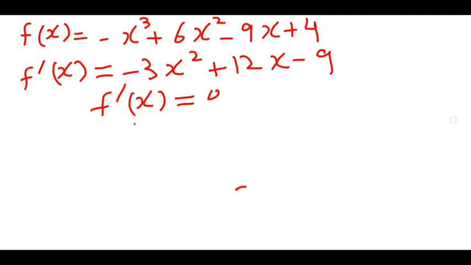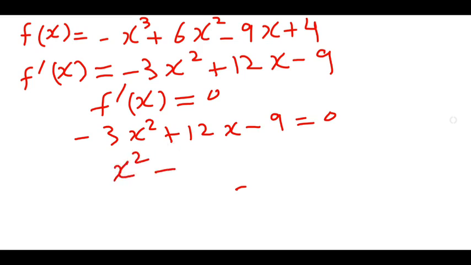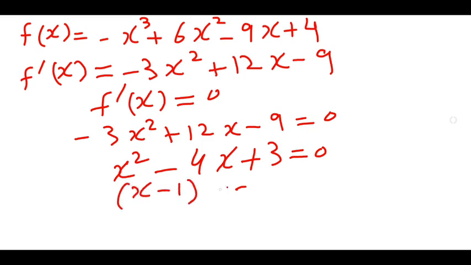Now, to find the turning point, first derivative of x must be equal to 0. So, set the derivative to 0 and solve for x. So, it's going to be negative 3x squared plus 12x minus 9 is equal to 0. I'm going to divide by negative 3 because I can see 3 is a common factor. So, it's going to be x power 2 minus 4x plus 3 is equal to 0. If you can't factorize, then you have to use the quadratic formula. I can factorize here: (x minus 1) and (x minus 3).